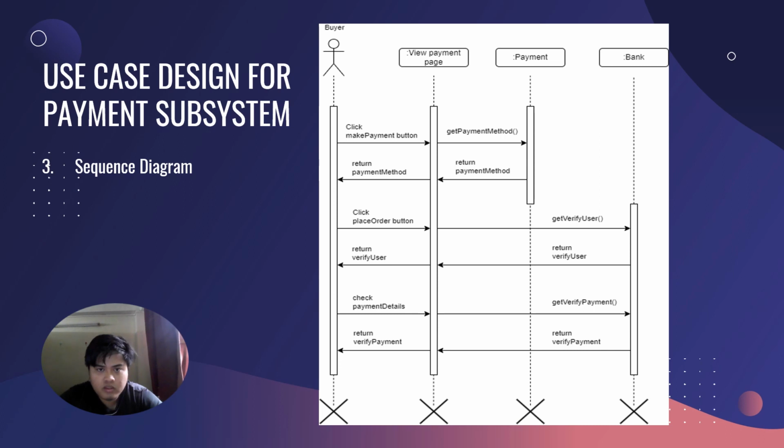So the last one is the sequence diagram. The buyer will click the make payment button and get the payment method from the payment. After that, the payment will return the payment method all the way to the buyer.